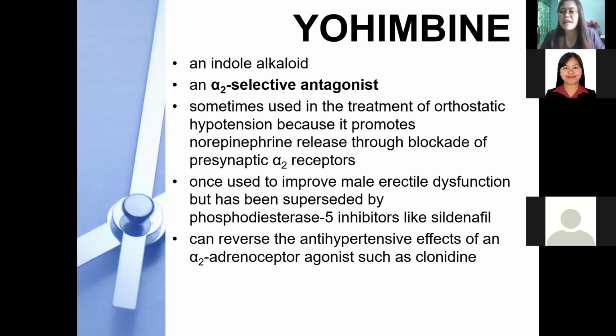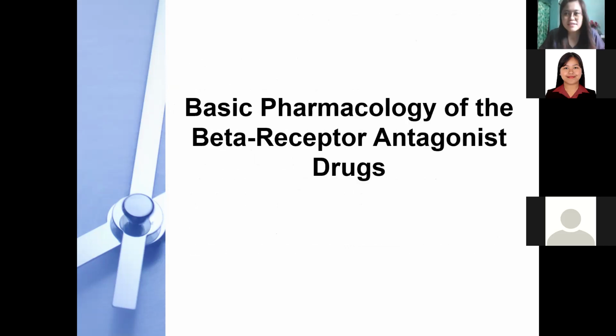Next, it can reverse the antihypertensive effects of alpha 2 adrenoceptor agonists such as clonidine. So si clonidine is an alpha 2 agonist. If we want to reverse the antihypertensive effect of clonidine, then we can use yohimbine. Pero isa lang siya ka drug sa class ang naga-inhibit sa alpha 2 receptor. We are done with the alpha receptor blockers. Questions? Before ta mag-proceed sa next, the beta blockers.